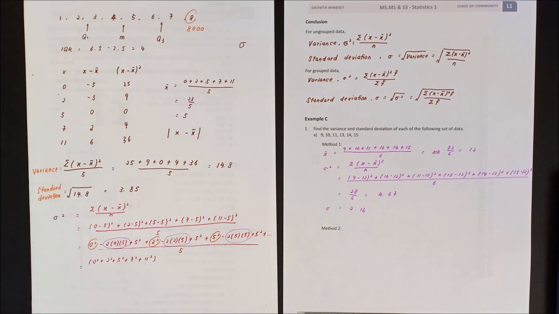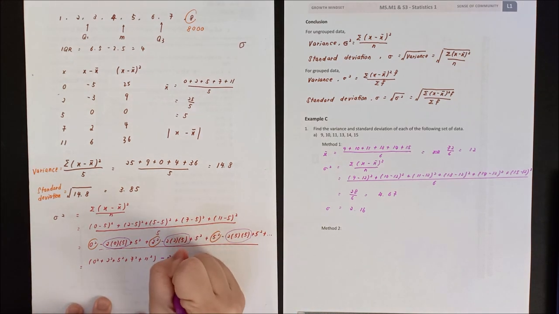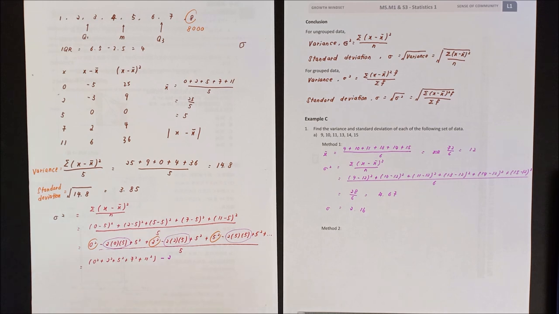Which I used to minus. Okay, maybe I change this color so you can see it. Minus 2. So everything is multiplied by 2, right? So, factorize it, you're getting 2. Then after that, you can realize that it is 0, 2, 5, 7, 11 again.